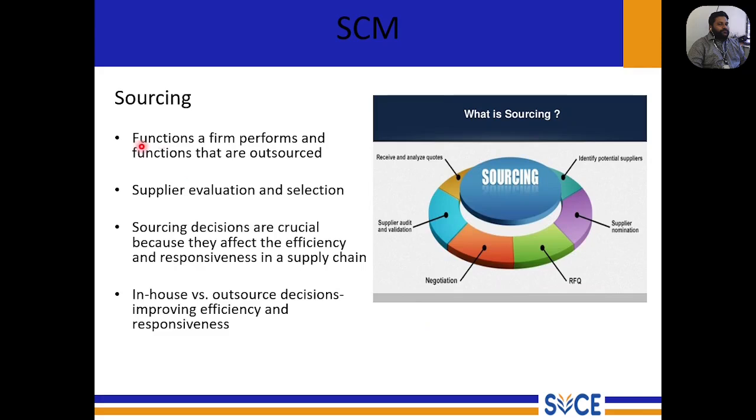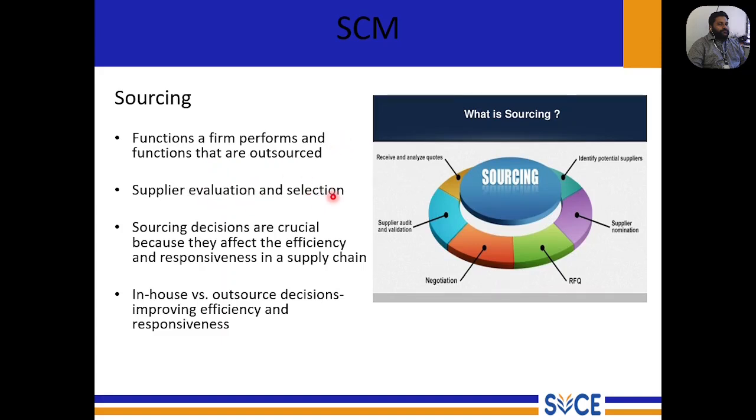Now, if you talk about sourcing, the next key driver. So, functions of firm performance and functions that are being outsourced. When you talk about sourcing, we can outsource certain phases or a certain process to a third party, which could be efficient and also could be within the financial aspect also. It will be considered very sound.